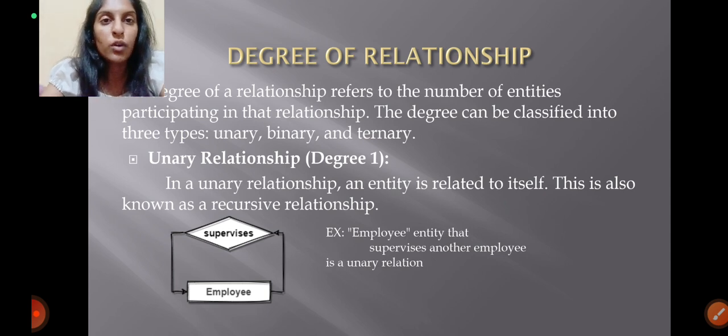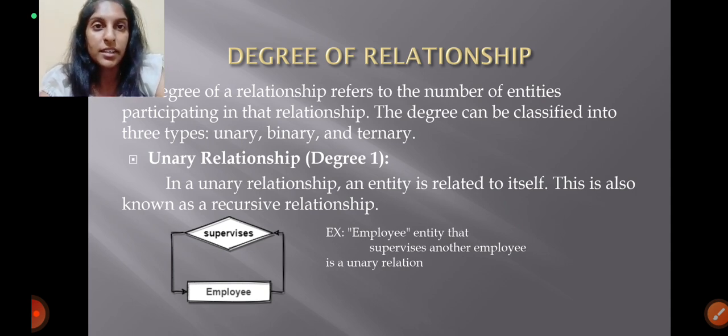What is the degree of a relationship? The degree of a relationship refers to the number of entities participating in the relationship. The degree can be classified into three types: unary, binary, and ternary relationships. What is a unary relationship? It has a degree of 1. In a unary relationship, an entity is related to itself. This is also known as a recursive relationship. Example: an employee entity that supervises another employee in a unary relationship.